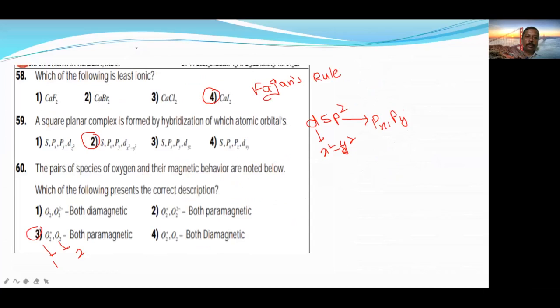Okay, next question is about the ionic nature. Least ionic means the cation is the same everywhere and the anion is different. Therefore, we have to compare the polarizability. Polarizability is directly proportional to size. So once size increases, according to Fajan's rule, polarization increases, covalent character increases, and ionic character decreases.